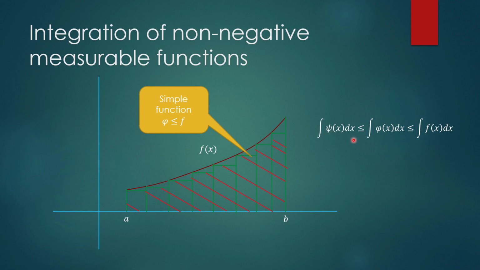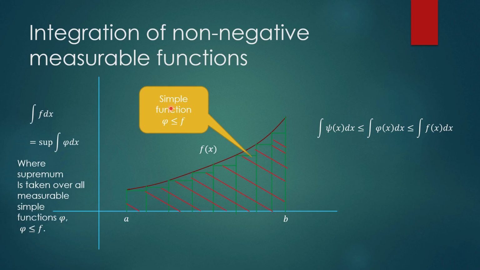Then you think about all such possible simple functions that are less than or equal to f, and you take the supremum of all the integrations of the simple functions. That will give you the Lebesgue integration of the function f. Okay, so the integration of f dx is equal to the supremum of the integral of phi dx, where the supremum is taken over all measurable simple functions phi, where phi is less than or equal to f. So that is the method or definition to find the integration of a given function.